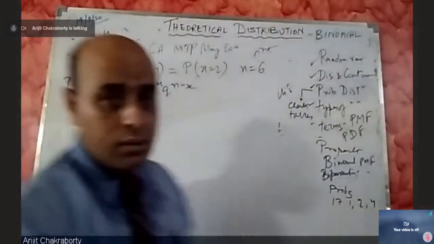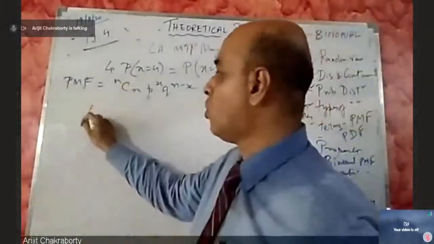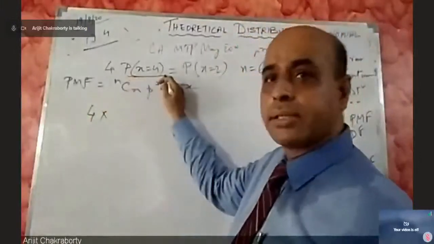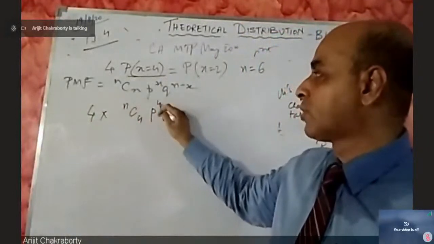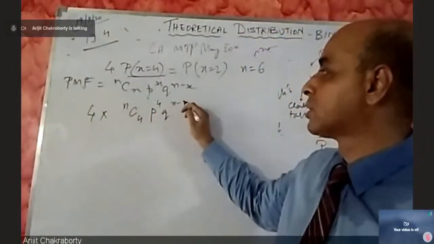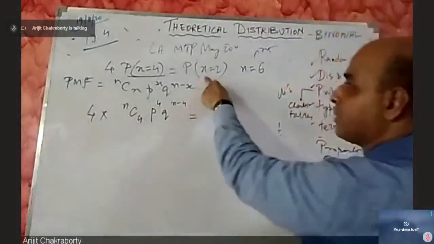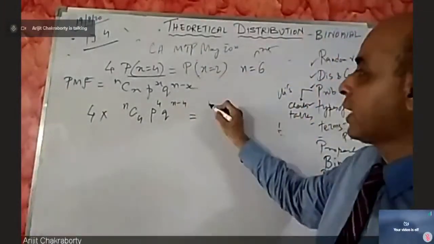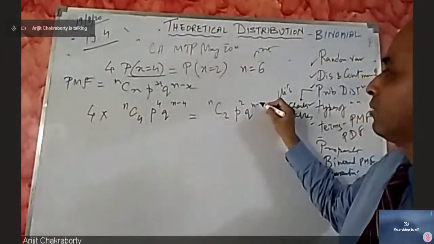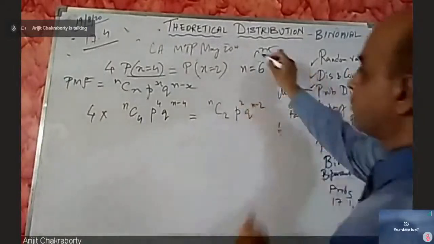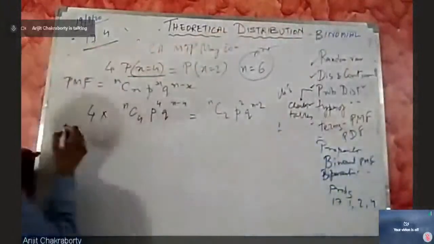It is given x equal to 4. So I will first write this one: 4 into the probability that x equal to 4 is nC4 p to the power 4 q to the power n minus 4. This is equal to the probability that x is equal to 2, that is nC2 p to the power 2 q to the power n minus 2. But n equal to 6 is given. So we simplify this.